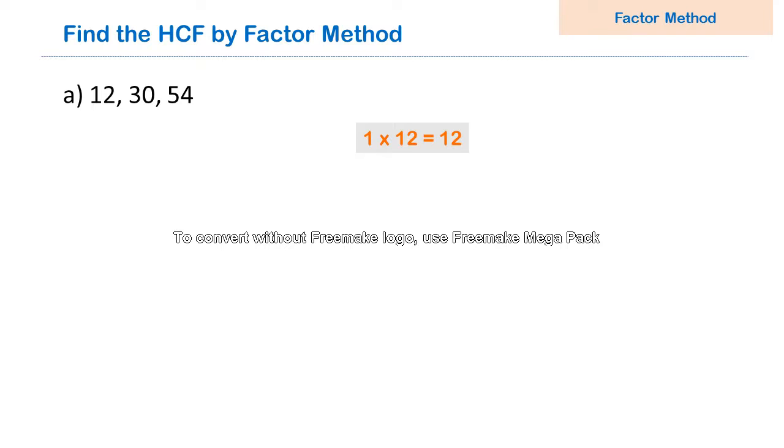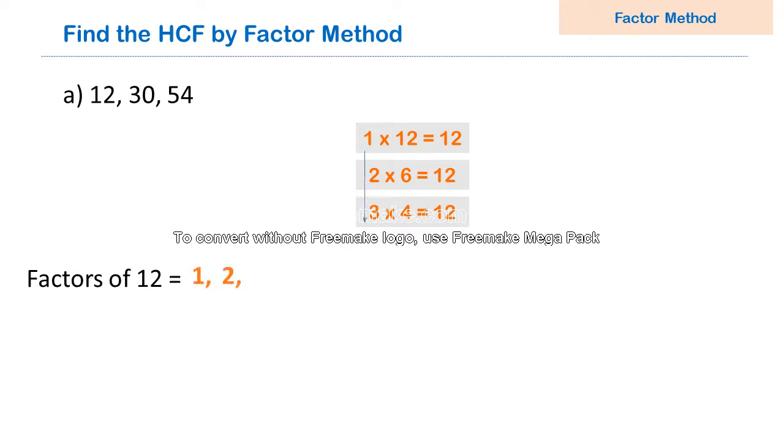Is 12 completely divisible by 2? Yes, the product can be written as 2 multiplied by 6 is equal to 12. Take the next number 3. Is 12 completely divisible by 3? Yes, the product can be written as 3 multiplied by 4 is equal to 12. Then we move on to 4, which is already covered here. When we know that we have covered all possible products of two numbers, we stop here. So the factors of 12 are 1, 2, 3, 4, 6 and 12.